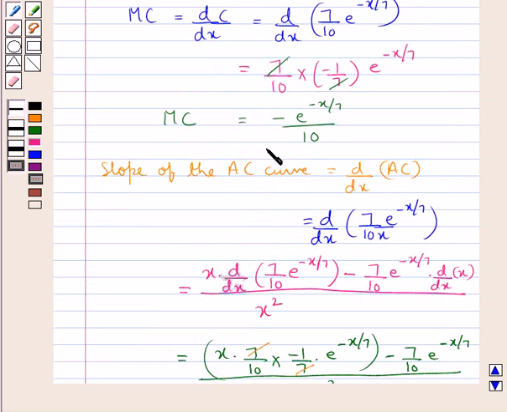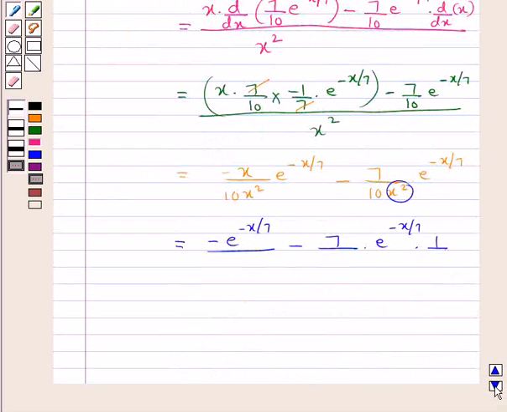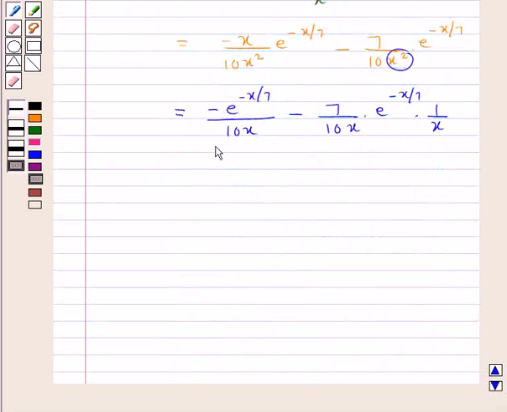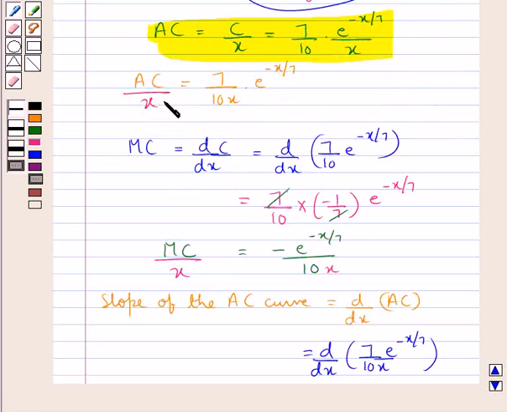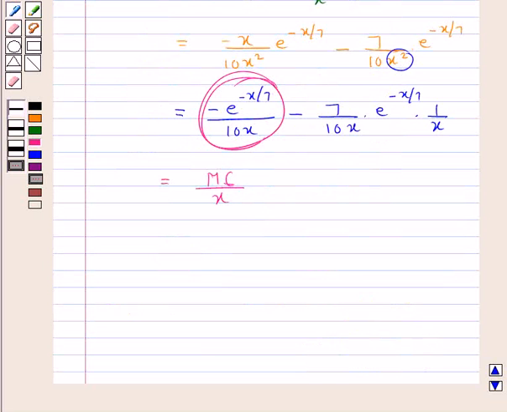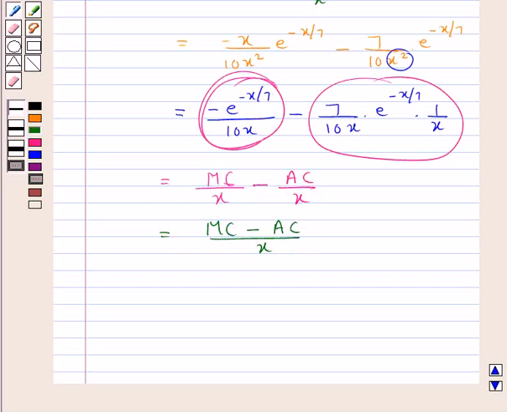Now we have MC is equal to minus e to the power of minus x upon 7 upon 10. So MC upon x would be minus e to the power of minus x upon 7 upon 10x. So from this term we can say that this is MC, that is the marginal cost, upon x, and now this is the average cost. So average cost upon x is 7 upon 10x into e to the power of minus x upon 7 into 1 upon x. So this term is AC upon x. So this is equal to MC, that is the marginal cost, minus the average cost upon x. This is d by dx of the average cost.